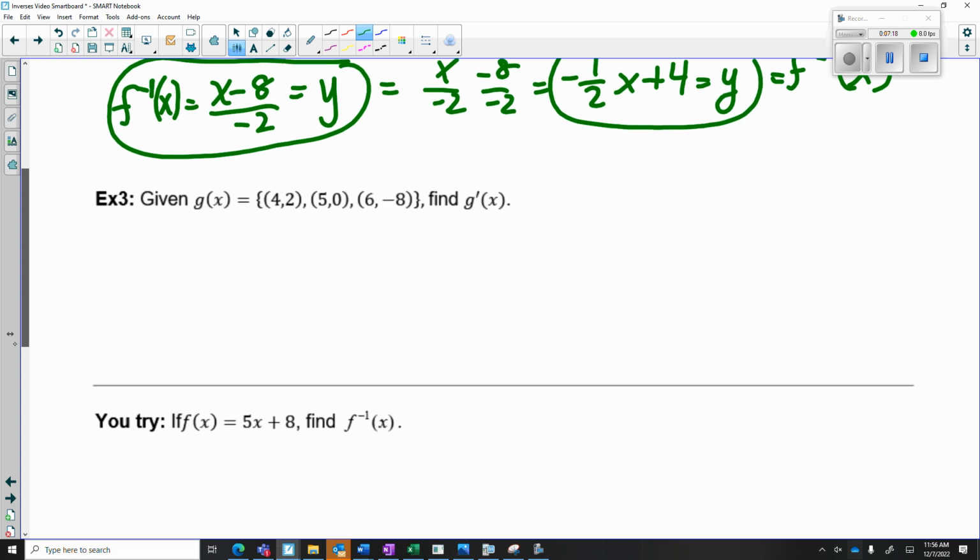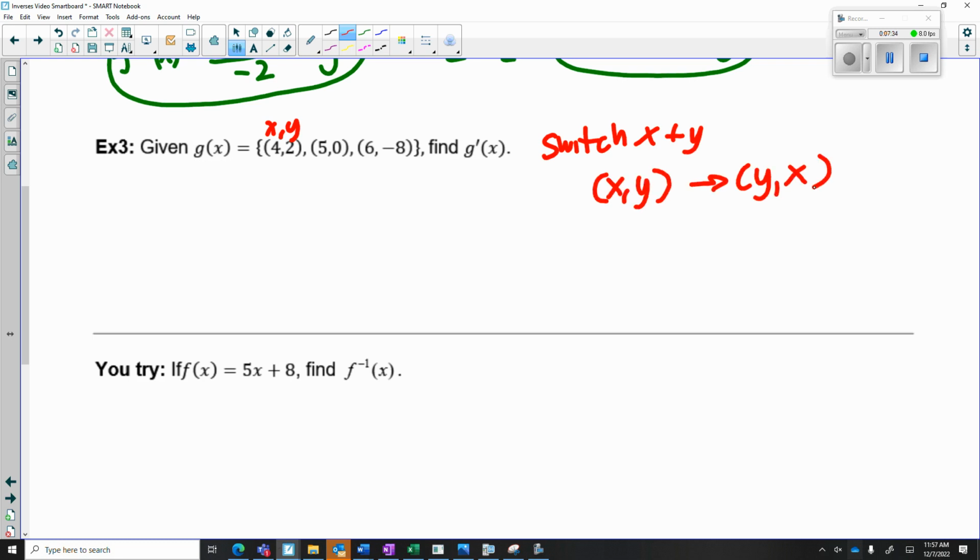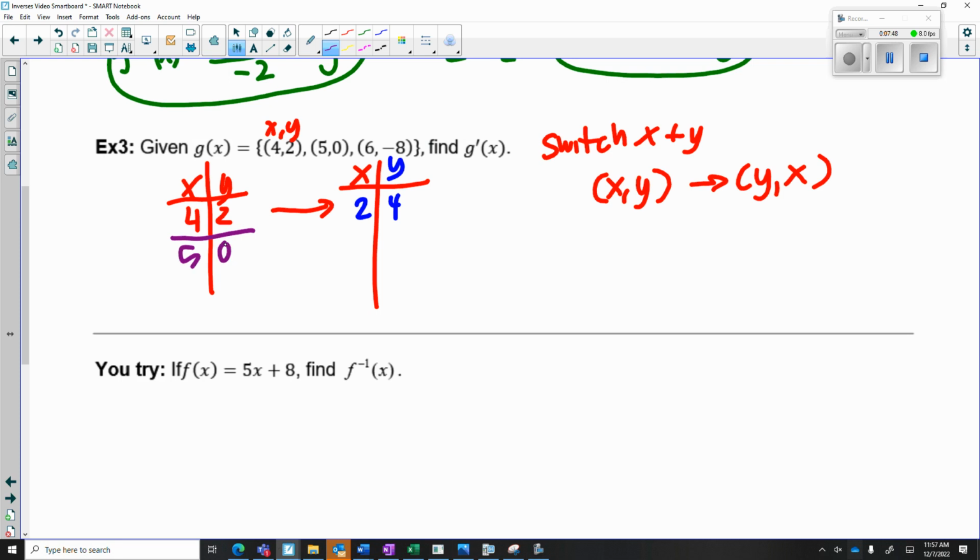And then the last one, number 3. Okay, notice we just have a set of ordered pairs. So remember the set of ordered pairs is x comma y, x comma y, x comma y. So remember you just want to switch or swap x and y. So xy becomes yx. Okay, so I'm going to list them maybe like this. 4, 2 becomes 2, 4. 5, 0 becomes 0, 5. And last one, 6, negative 8 becomes negative 8, 6.